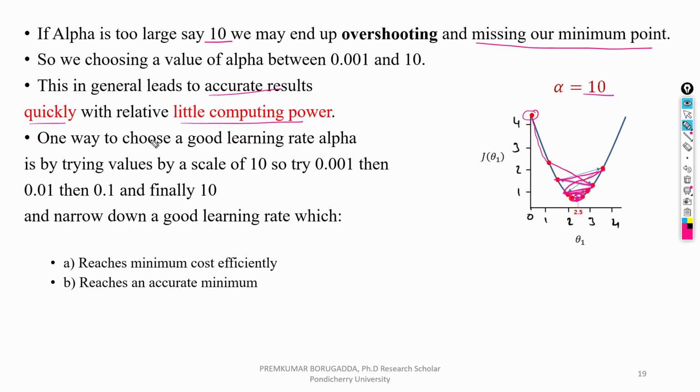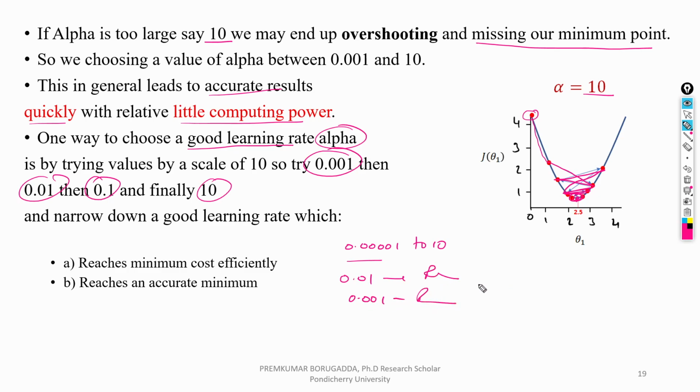So how can you choose the learning rate, the alpha value? We can take a range between 0.00001 and 10, with steps like 0.001, 0.01, 0.1, and finally 10. If you initially take 0.1, check the result. Then take 0.001, check the result. Wherever you get the least error, you can consider that learning rate the optimal learning rate.